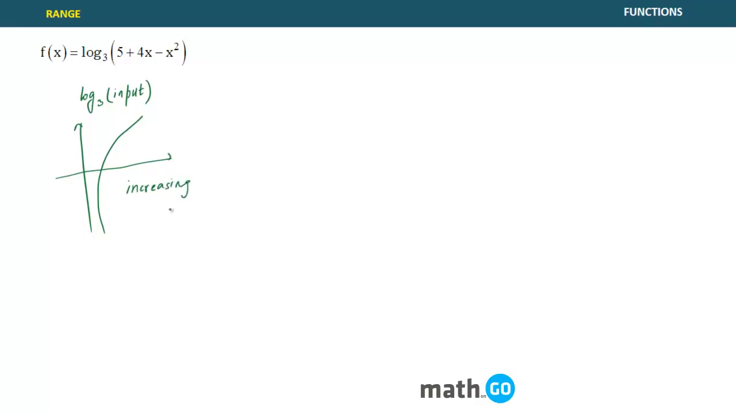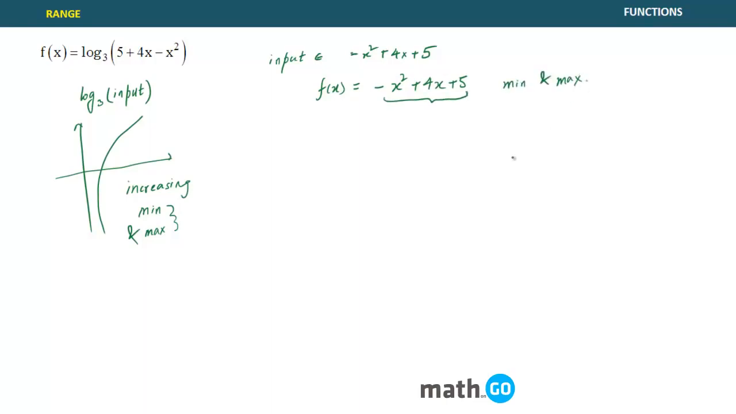So you just need to now find the minimum value and the maximum value of this function. This time around the input is a quadratic function. So what is the input? Input is minus x square plus 4x plus 5. In fact, if I take f(x) is equal to minus x square plus 4x plus 5, you need to find the minimum and maximum value of this. Now the question is converted to finding the minimum and maximum value of this quadratic function.